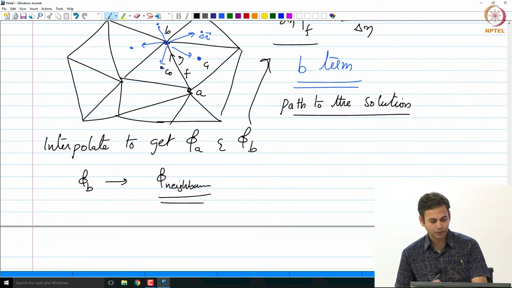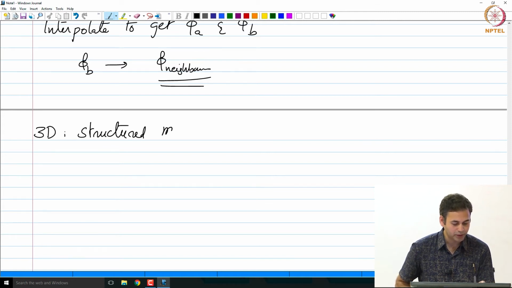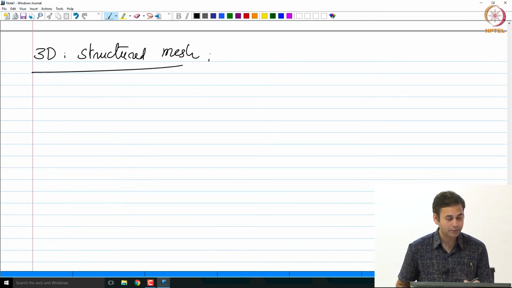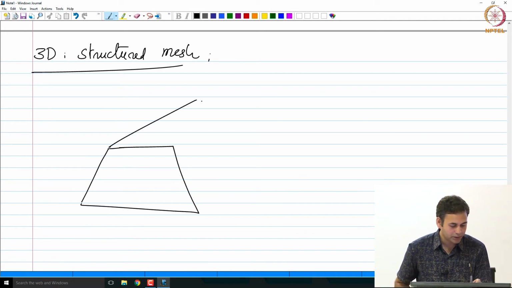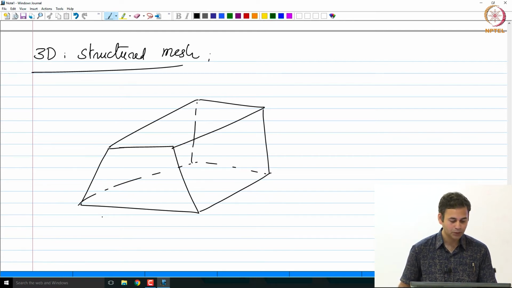So we have finished 2D structured and 2D unstructured. What about 3D? Let's start off with 3D structured. We have a 3D structured mesh. That means we have some kind of a quadrilateral, okay. We are talking about a structured mesh. So let me put in some kind of a quadrilateral mesh here, or sorry, 3-dimensional, so cuboid kind of cells, right. So that's what we have.